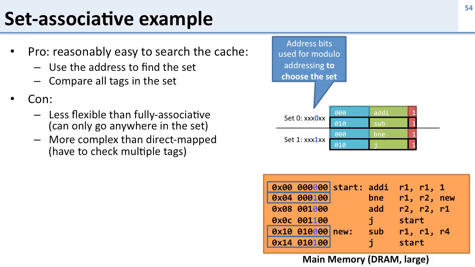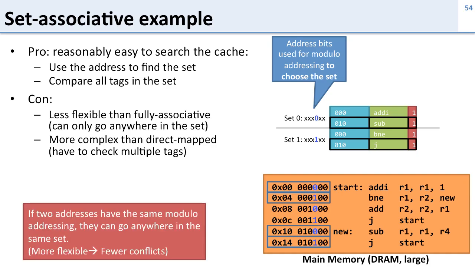So what this did is the flexibility of putting data anywhere in the set allowed us to keep these in here and use the cache more effectively. Remember, in the previous example of direct map, each address could only go in exactly one location, so we didn't have any flexibility. Here, with a set associative cache, if 2 addresses have the same modulo addressing, they can go anywhere in the same set. And as long as the set is large enough to support 2 addresses, we can keep both of them. So set associative is more flexible, which means we have fewer conflicts.